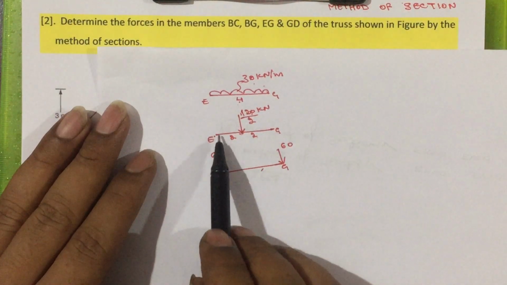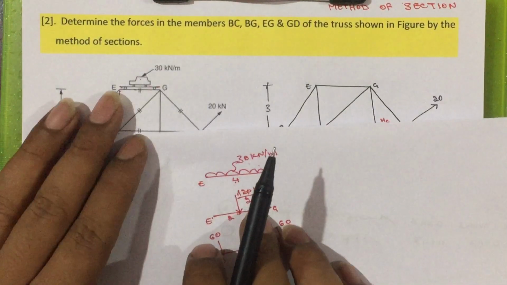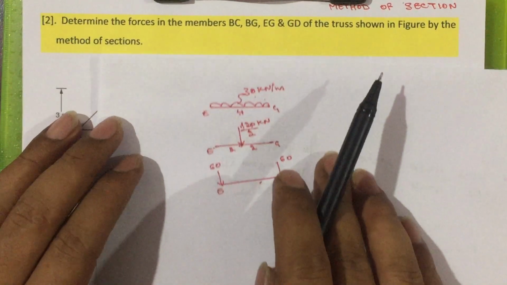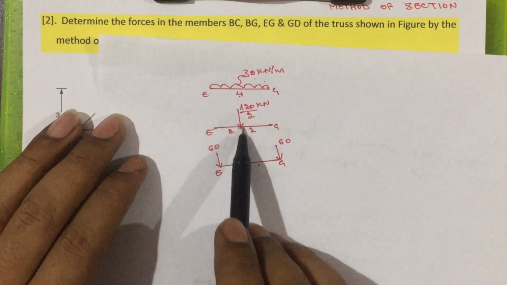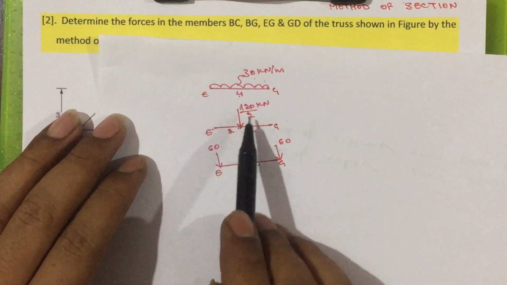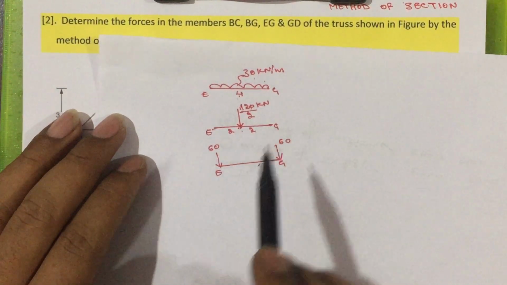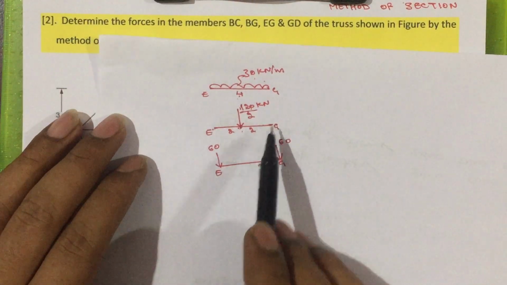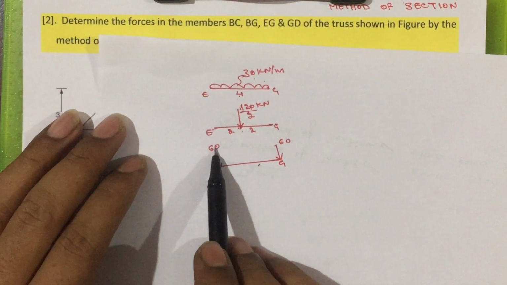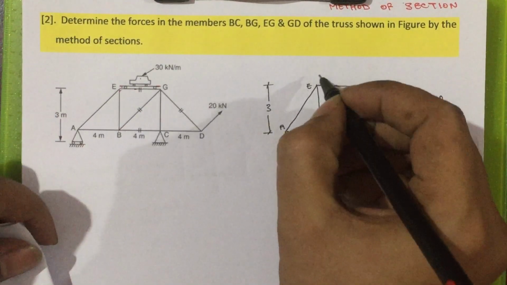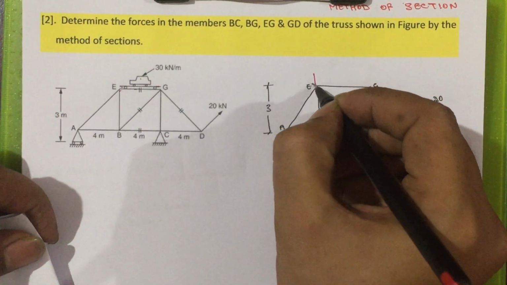But this force is acting on the member, and in the case of a truss it should act only at the joints. So, what we are going to do is split this into two forces, that is 120 divided by 2, and we will place them at the ends. Instead of the center we will place it at the two ends. It will become half of 120, that is 60. So, I am going to write 60 kilonewton at the ends.